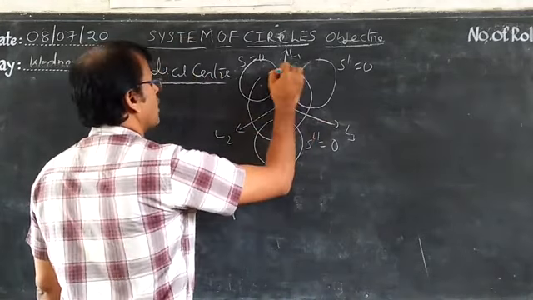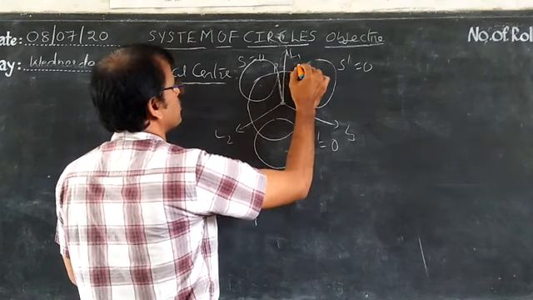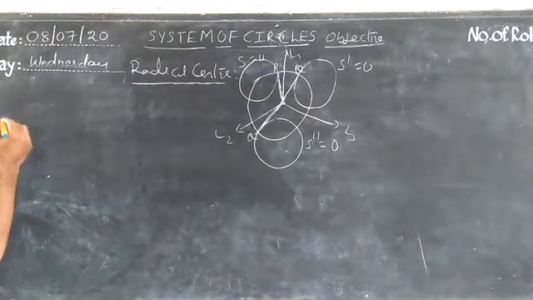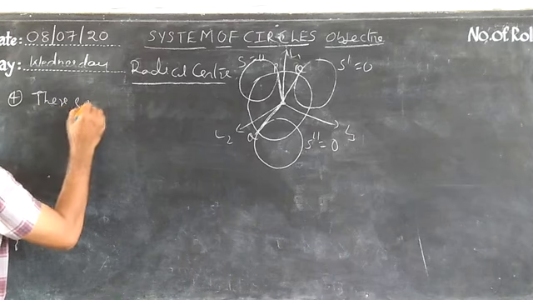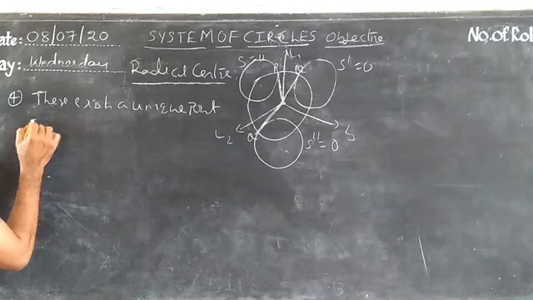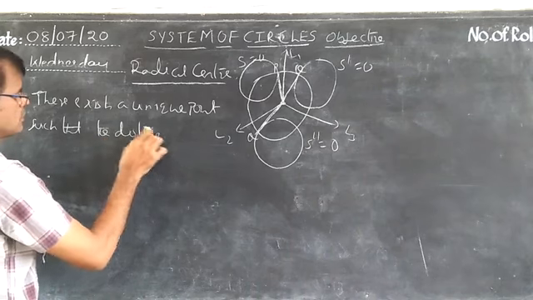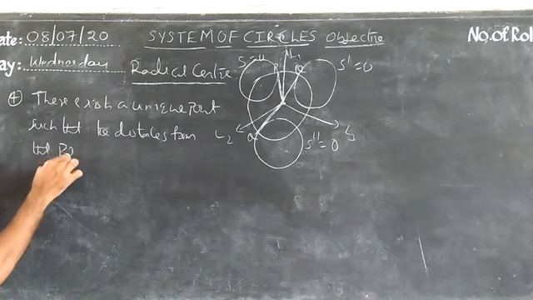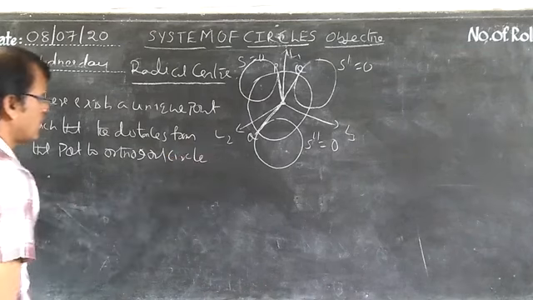From the radical center, put here P, put here Q, put here R. From the radical center to any circle, the length is nothing but the length of the tangent. So we should write the formula in this way: there exists a unique point such that the distances from that point to the orthogonal circles are equal.